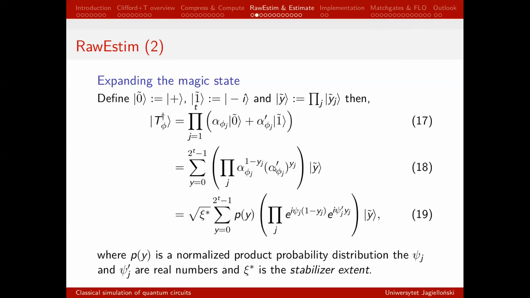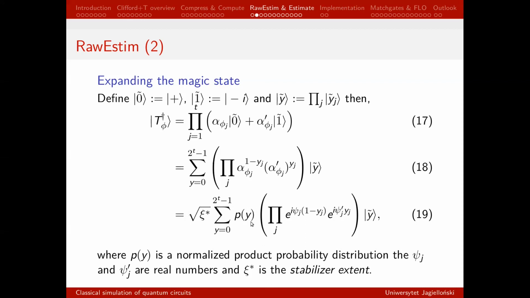So what happens? You expand out this big product of magic states, and you get a sum of 2 to the t terms, each of which is applied to an input stabilizer state. These are stabilizer states. This is a t qubit state where y is a length t bit string. If the ith bit of y is a 1, we have a minus i on that qubit, and if the ith bit of y is a 0, we have a plus on that qubit. That's all that happens. So this looks quite similar to what happened with the compute algorithm. We took our big non-stabilizer thing, and we wrote it as an exponentially large sum over stabilizer things.